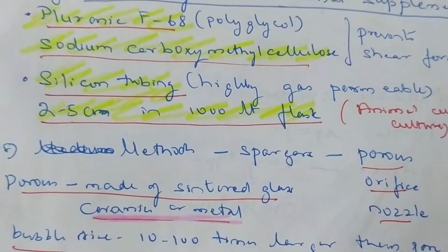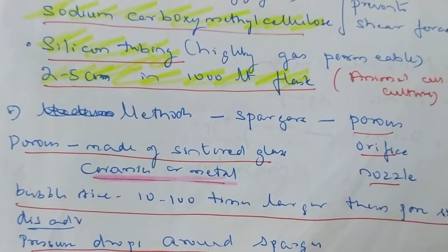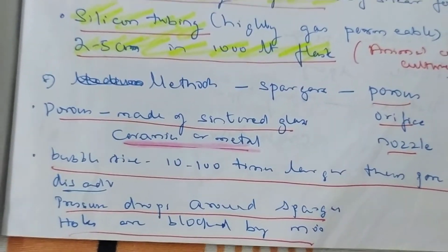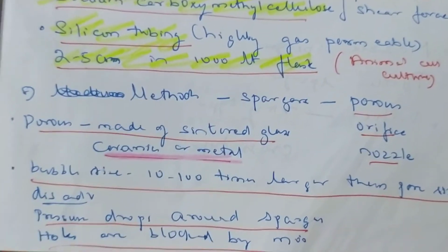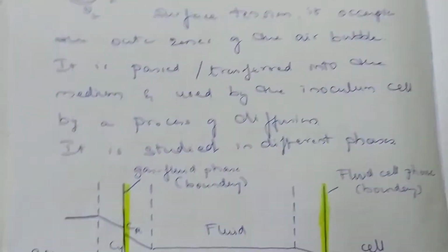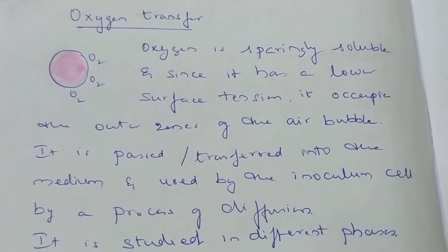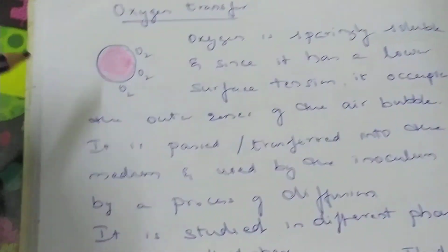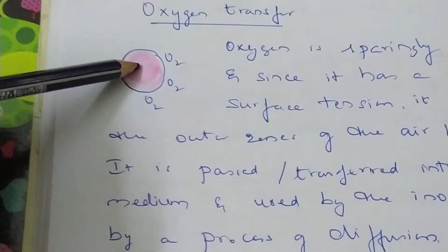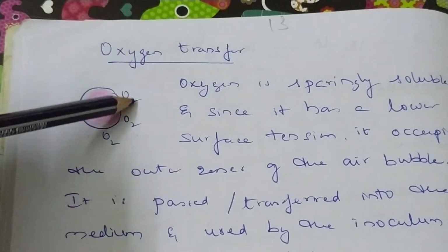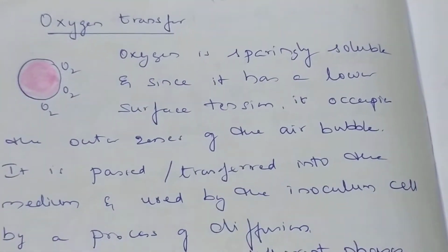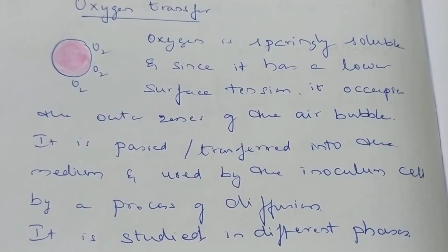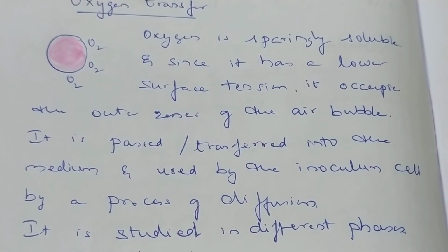The different types of methods, I'll not go into that much detail because we all know the porous sparger, orifice sparger and all that are different types of spargers. I'll discuss that later on. In today's class, we will understand a little more about oxygen transfer. As I told you, there's a very good picture here. This is a bubble. On the surface of the bubble you have oxygen. Oxygen is sparingly soluble, and since it has a low surface tension, you can expect oxygen is present on the surface of the air bubble.